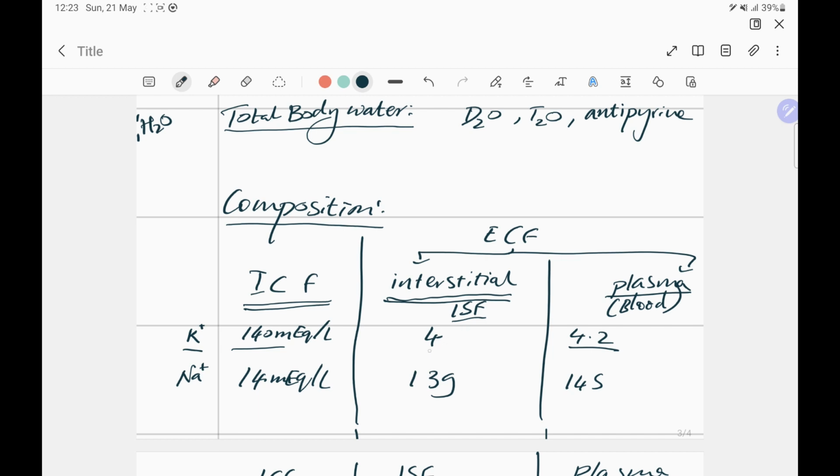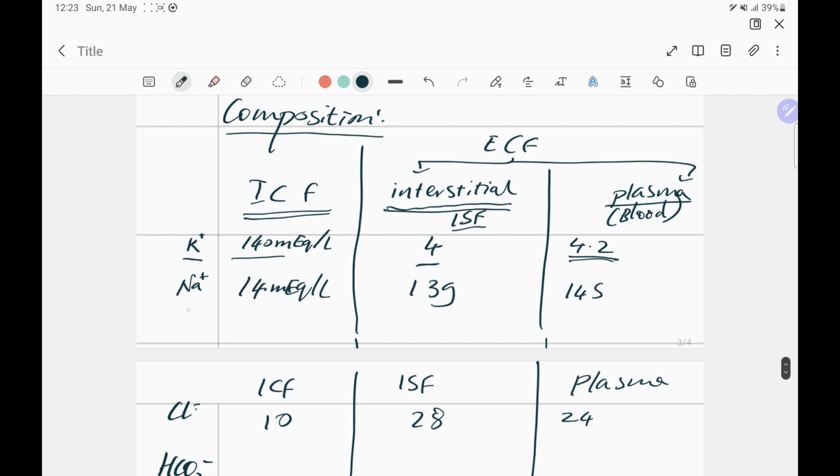Okay, so then you have your ECF. For potassium, the interstitial concentration is 4 and plasma is 4.2. Why is there a slight difference in the concentration of a cation between plasma and interstitial fluid, even though potassium can freely cross the capillary endothelial membranes? That's because of the Gibbs-Donnan effect, for which reason the plasma with its protein is able to attract more cations and repel some of the anions, which I'll speak about in more detail later.